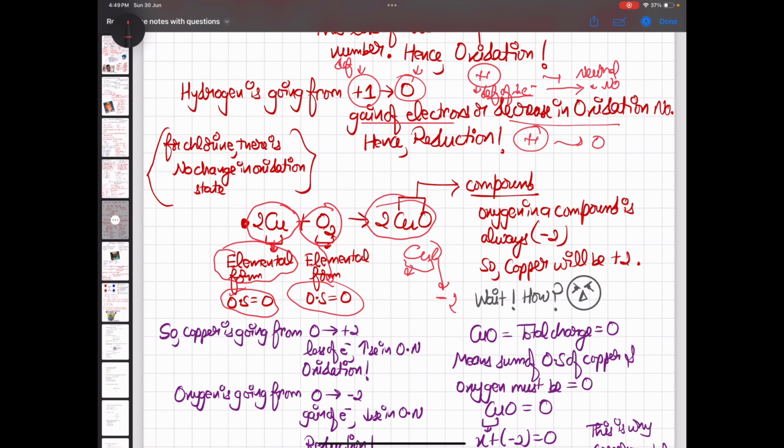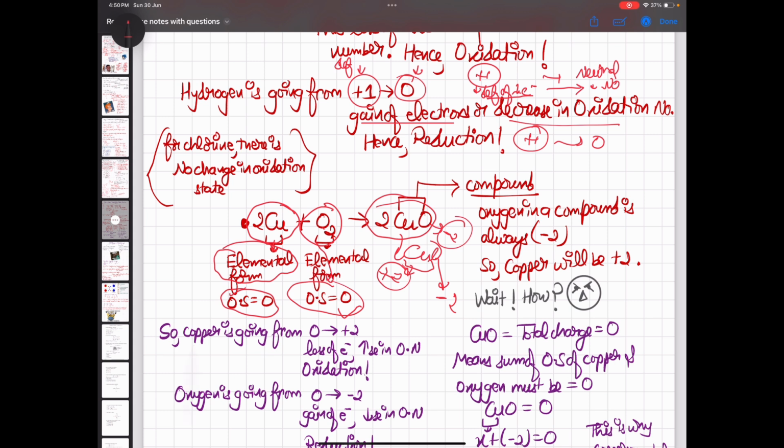Remember the point. Oxygen has a charge of -2 in a compound, not in elemental form. In elemental form it is 0, which I have written here. So do not confuse these 2 points. When in a compound, metals develop positive charge, non-metals develop negative charge. But in elemental form, the charge is 0. This is not rocket science. Understand this. So oxygen is -2, copper is +2.